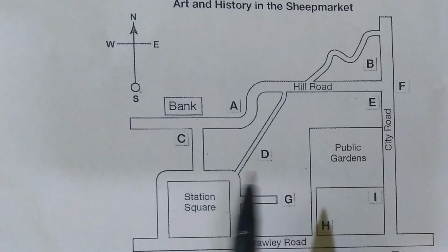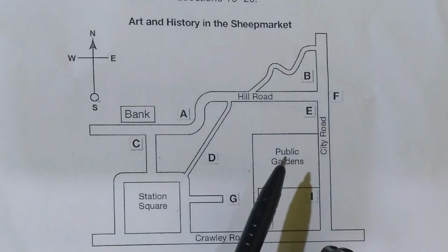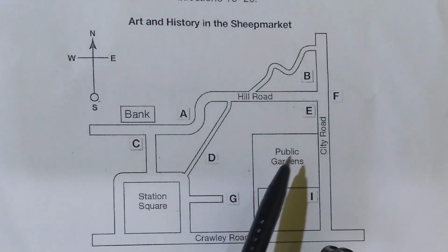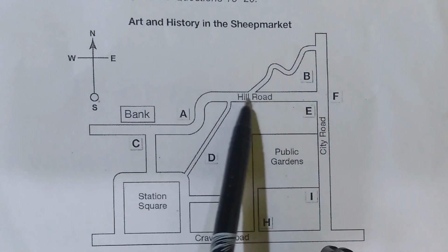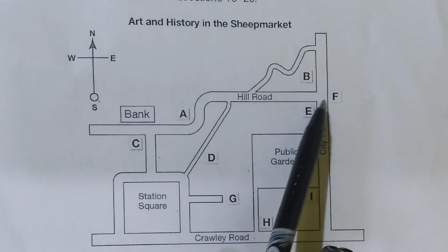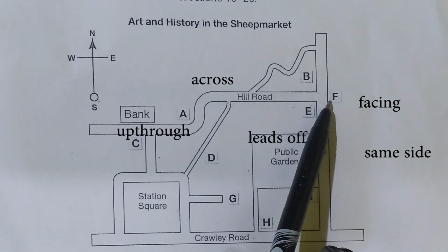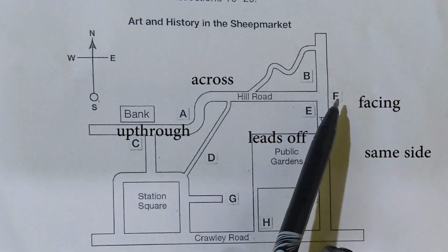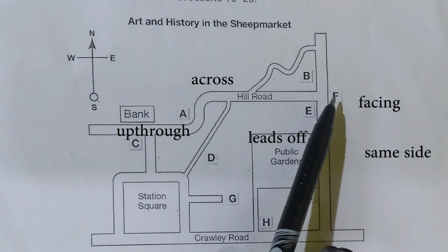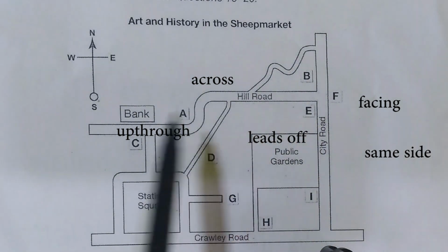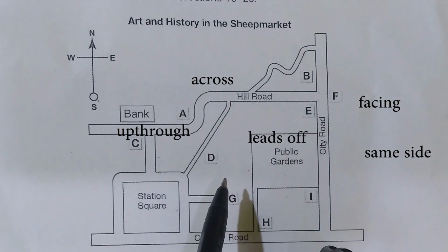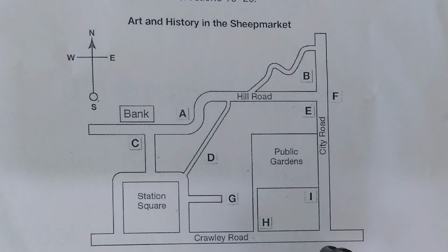Now there are some other words that we have to know. For example, facing. What does that mean? The answer choice F is facing the hill road or facing the junction. That is what is meant by facing. And what do you mean by up through? Then leads off from. Same side. All these are direction-related words. Make sure that you know all these words before attempting a map question.